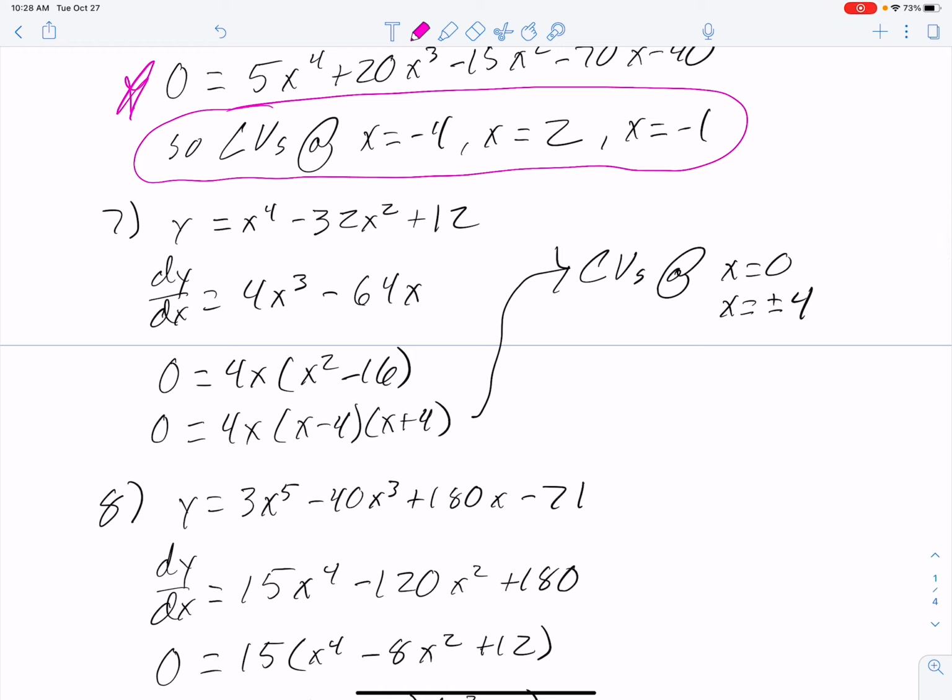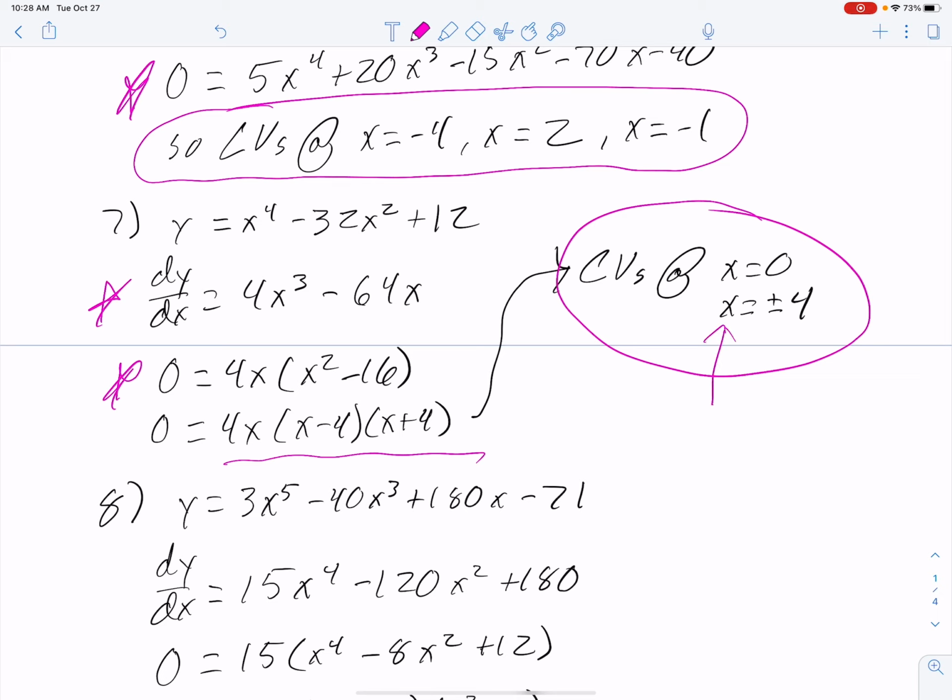Continuing on our pattern, we know if we want critical values, we take our derivative, we set our derivative equal to 0, our value was factorable, and so I end up with critical values at 0 and plus or minus 4. Haven't mentioned it yet, but please make sure that you're using the x value. Don't just tell me the critical values are 0 and -4. Show me that x equals those values.